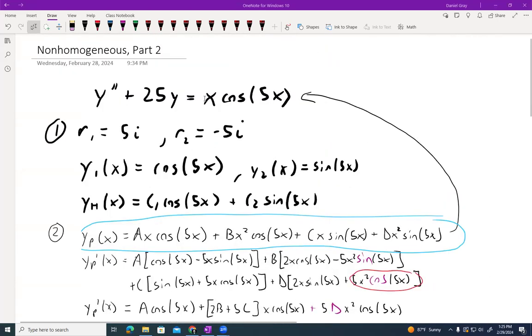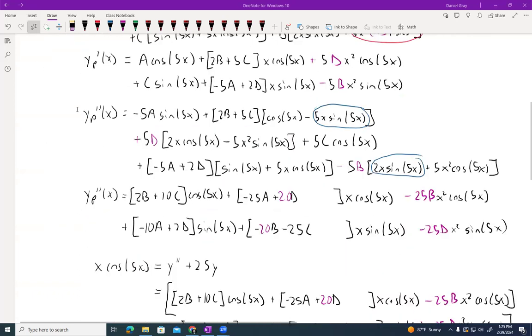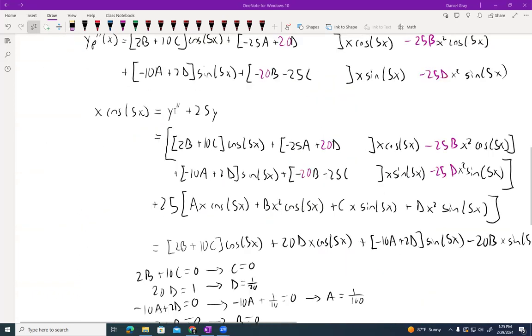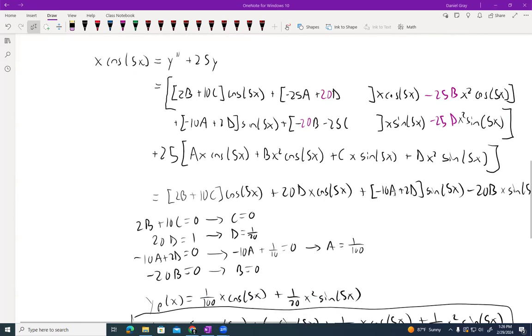And now I've got to plug it back into my differential equation, right? So I wrote it as x cosine of 5x equals y double prime plus 25y. So I did it backwards, but that's okay. My y double prime, I plug that in over here. My 25y is 25 times my y right there. Okay. And then now I added things together, right? My cosine of 5x term, I only have one of those, so I have 2b plus 10c, right? And that has to be equal to 0 because there's no cosine of 5x term on the left-hand side of this equation.